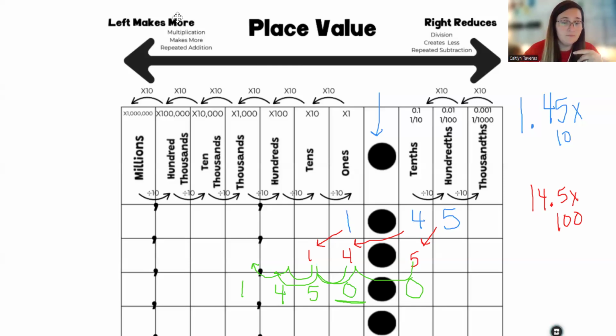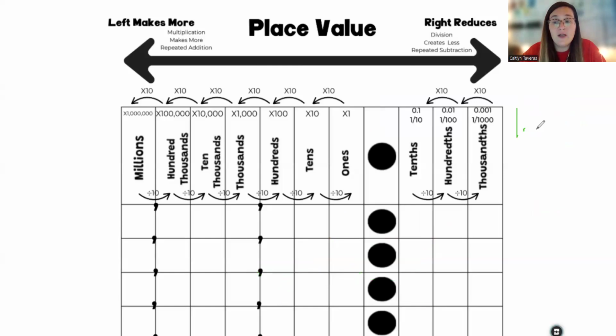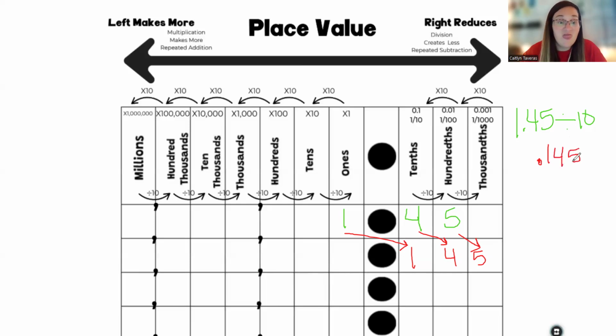But with division, we're moving the opposite way. So let's say we have 1 and 45 hundredths again. We're dividing by 10. What that means is we have 1 and 45 hundredths. We're going to shift those digits to the right. It's just one place since we're dividing by 10. So 1, 4, 5. Our answer, or quotient, is 145 thousandths.